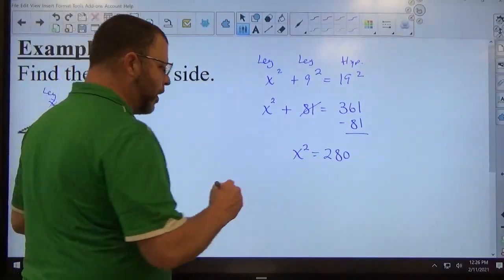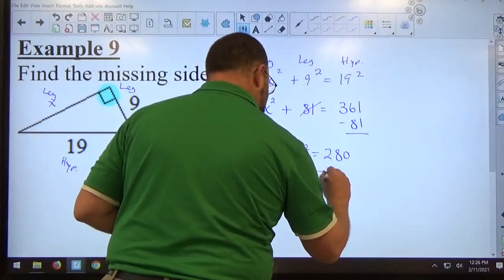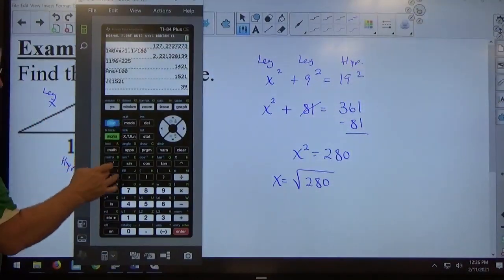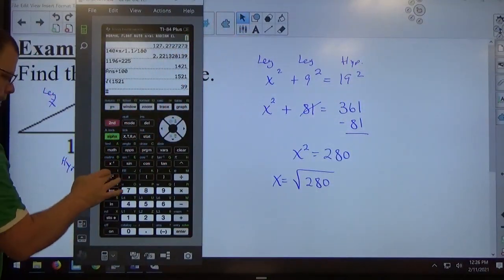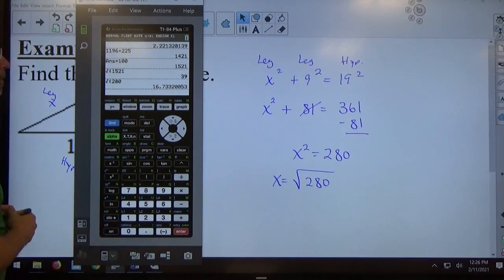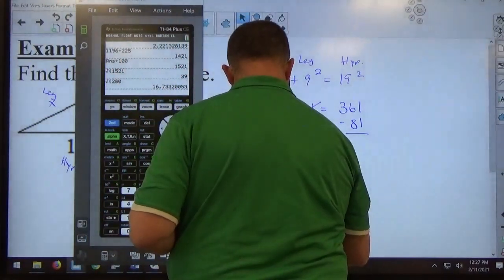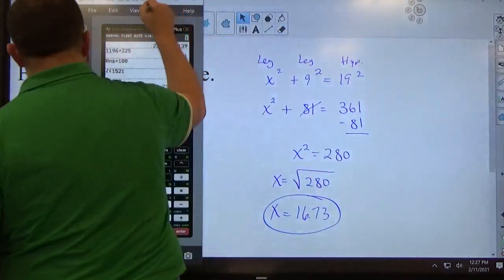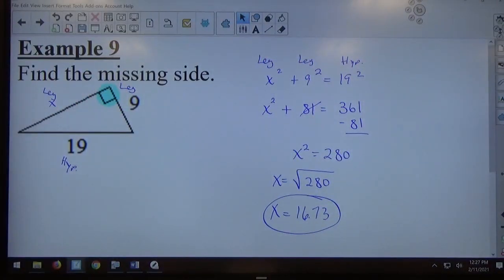If x squared equals 280, that means x equals the square root of 280, which this time doesn't come out to an exact number. When I type in the square root of 280, we get an answer of 16.733200053. A couple decimal places, I'm going to go 16.73. If there's any rounding to be done, round to the criteria. They tell you if it's significant digits or a certain number of decimal places. Round to what they tell you. If they don't specify anything, a couple decimal places works for me.